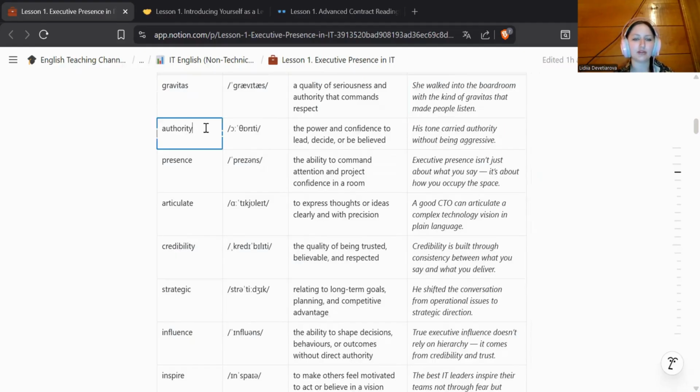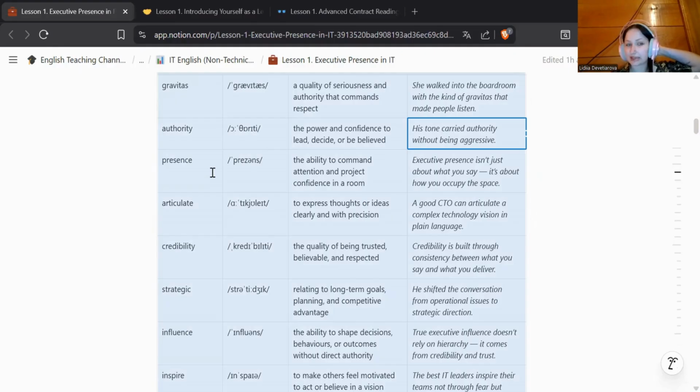Authority. The power and confidence to lead, decide, or be believed. The example for authority: His tone carried authority without being aggressive.